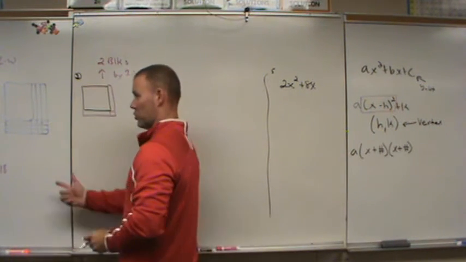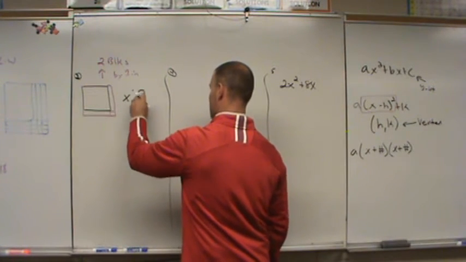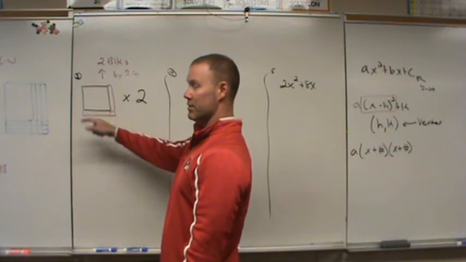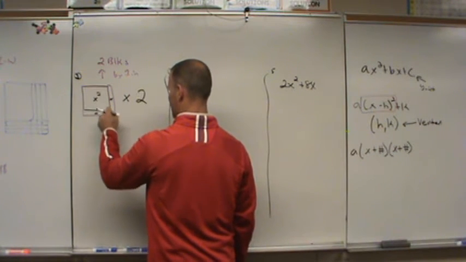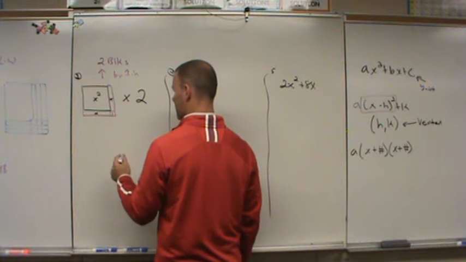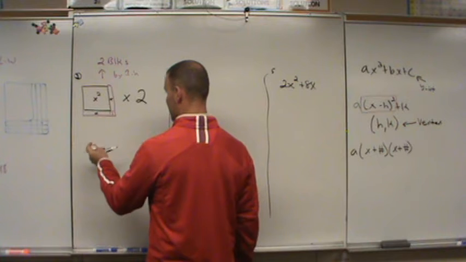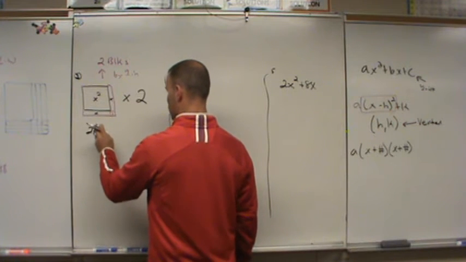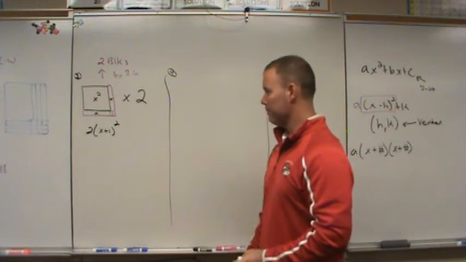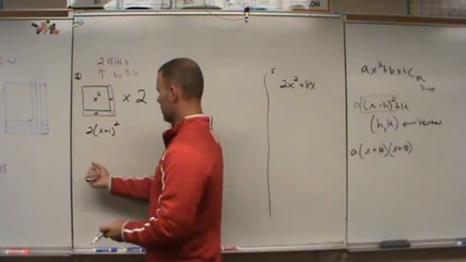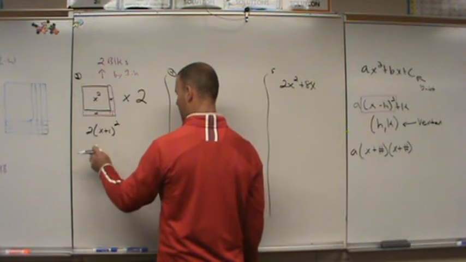Remember I told you there was a shortcut from here? Watch this. Times 2. I have 2 of these. So x squared, x, and 1. It's asking for 2 separate ways to write this. Well, 2 times x plus 1 squared is vertex form. A, the stretch or shrink, tells me how much right or left movement, no up or down.